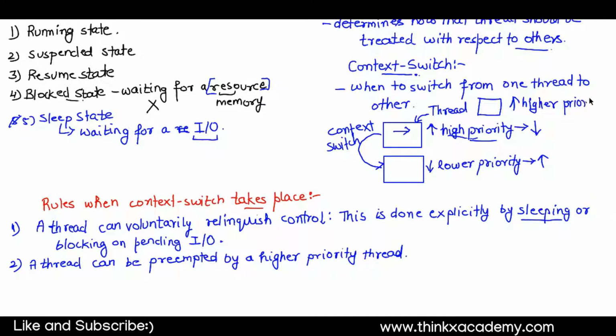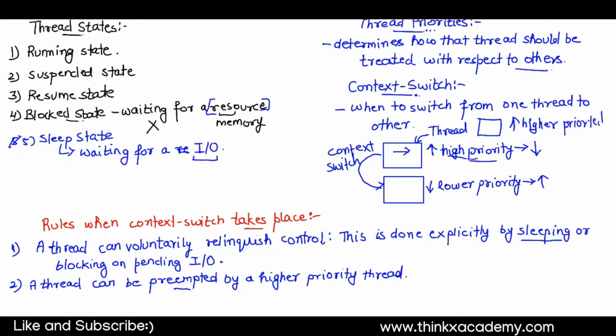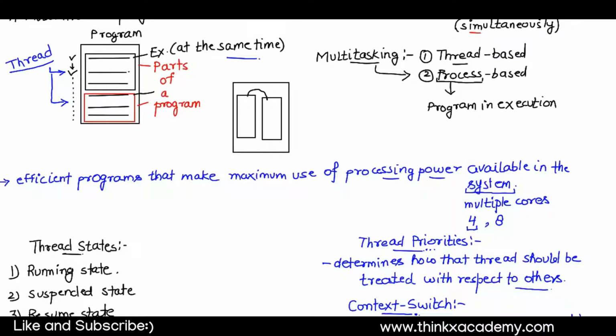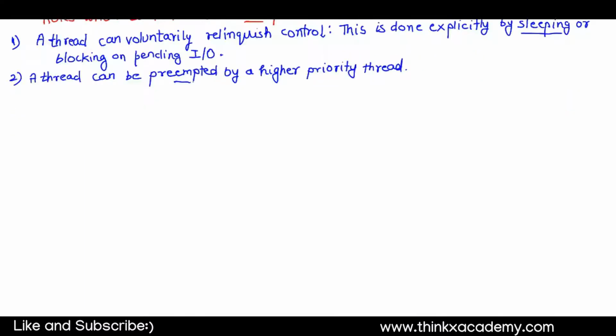And this means that it has actually preempted a thread, which is this one, which is preempted by the higher priority thread. So in that case also the context switch takes place. So these are the technical terms which we have used: context switch, thread states, thread priorities, and we have seen how multi-threaded programming works.